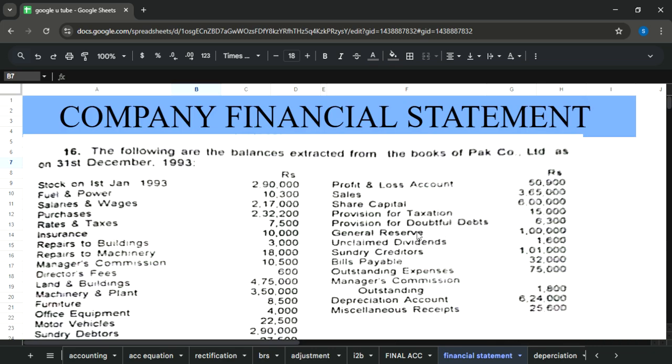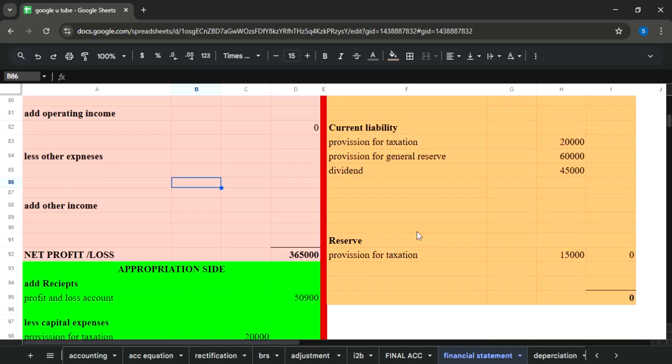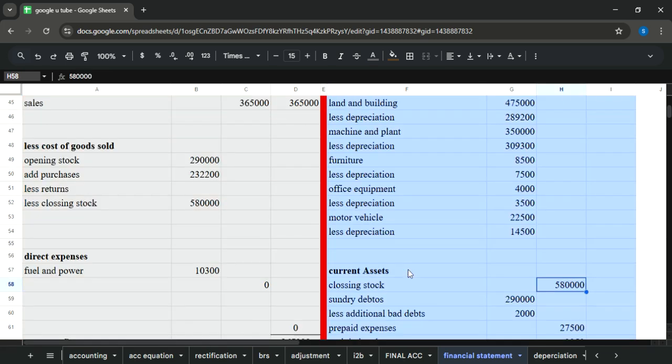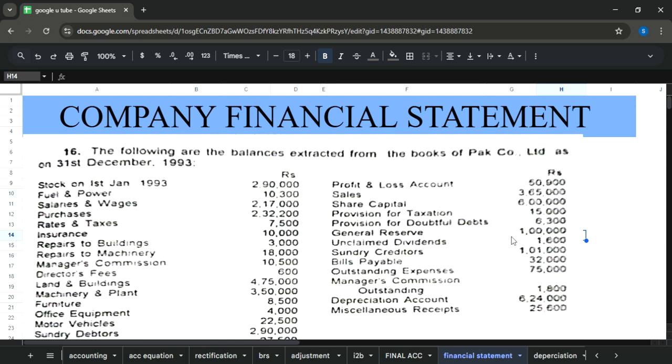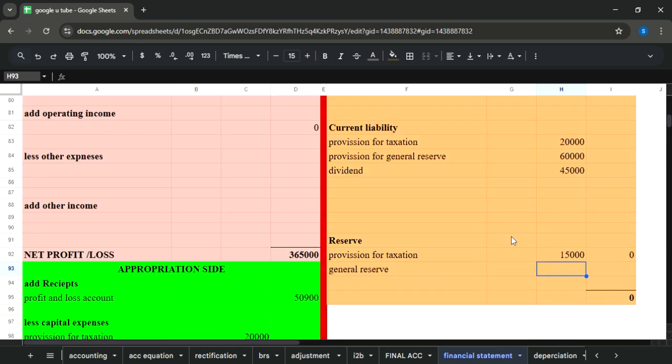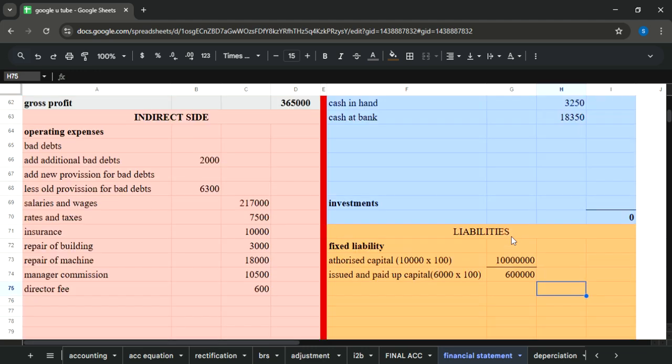General reserve will go to the liability side. The amount of general reserve is 1 lakh. So here in the reserve side of liability, general reserve is mentioned.